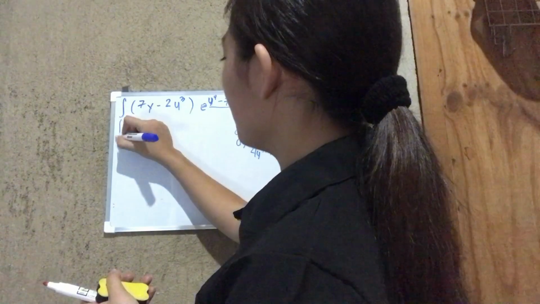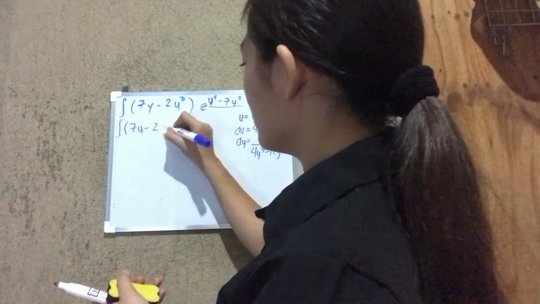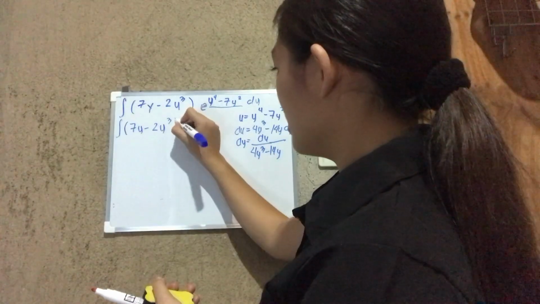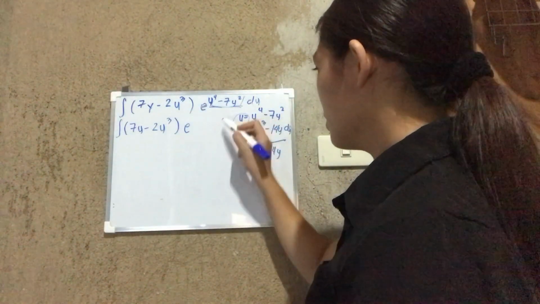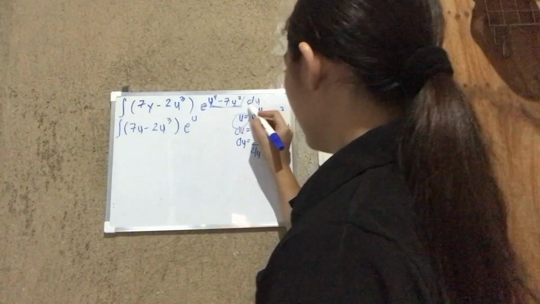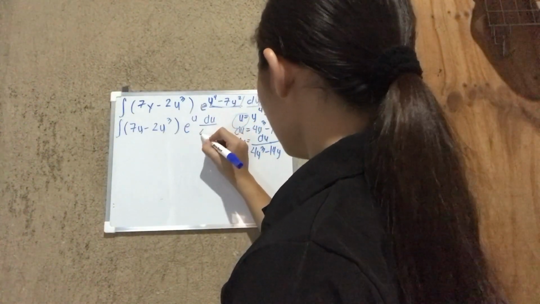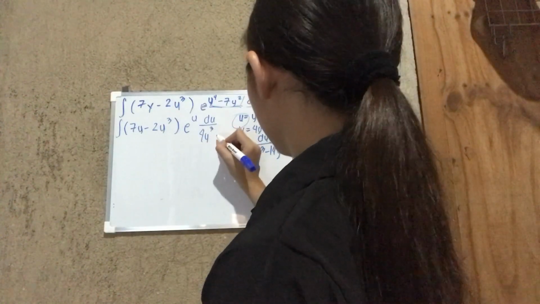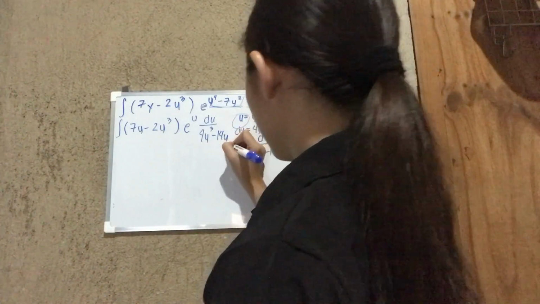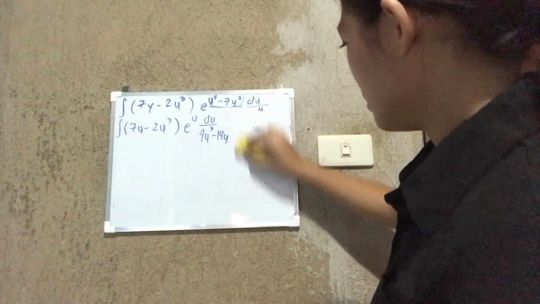So let's just copy the 7y minus 2y cubed, then e, then change this one into u, then the dy, which is du over 4y cubed minus 14y. So let's erase this one.